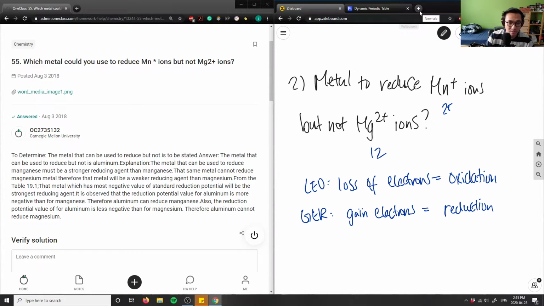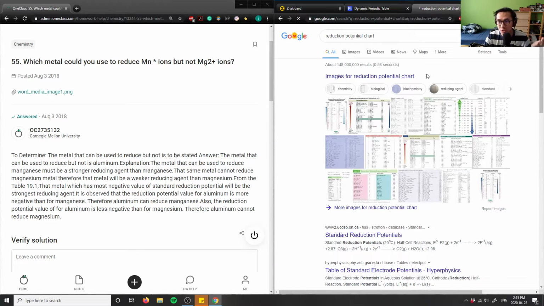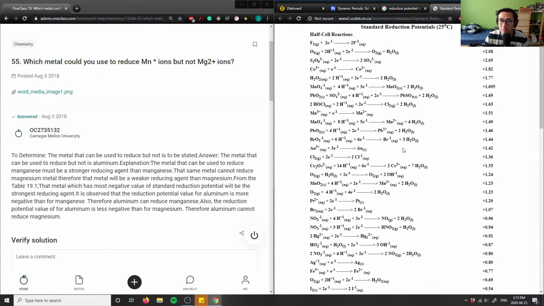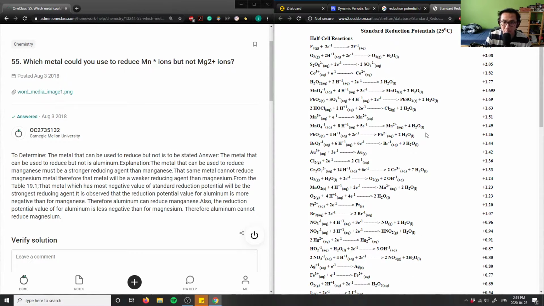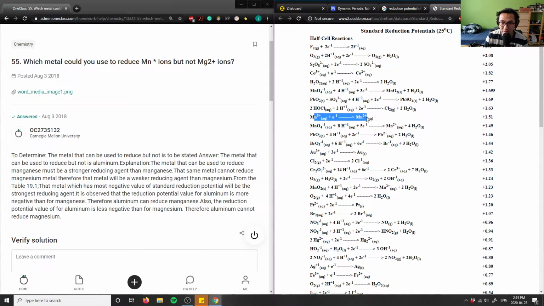So let me just search this up. This is the reduction potential table. And you're actually given this chart on your exam, so this is totally fine. I'm looking for manganese here. So manganese, this is Mn plus 1 electron gives me Mn2+. So this is a reduction of manganese, and I have a reduction for magnesium.